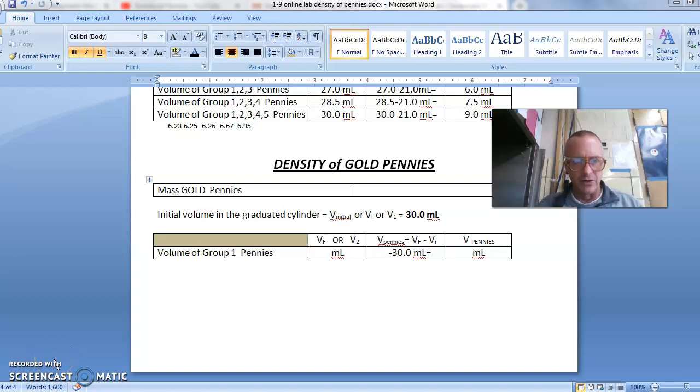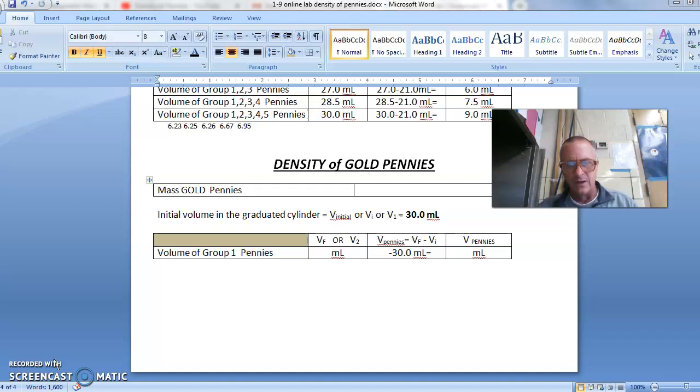Welcome students to the third and final part of our video online lab determining the density of pennies. In this portion of the lab we're going to actually do the density of the gold pennies. There were no videos online that actually did this, so we're going to make our own video right now. The quality of this will be just enough that you should be able to get the idea of what we are doing.